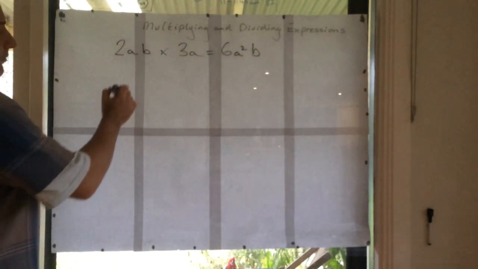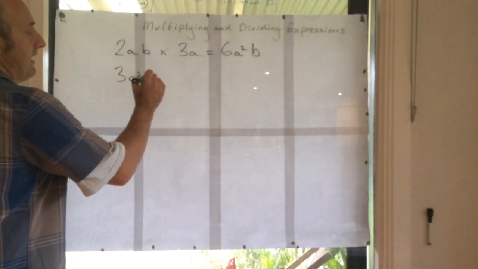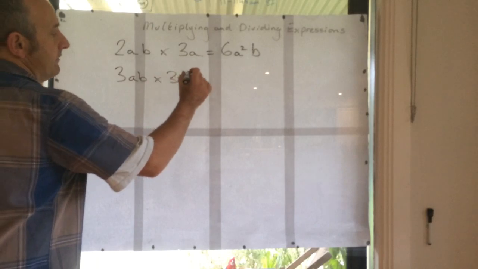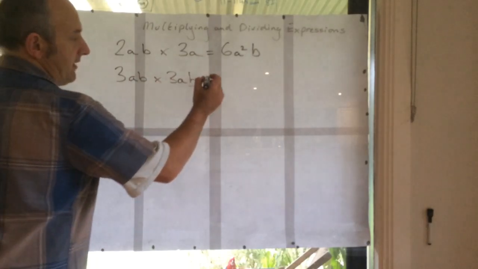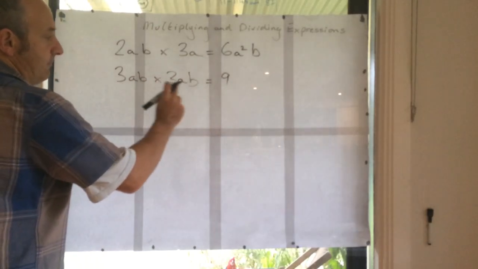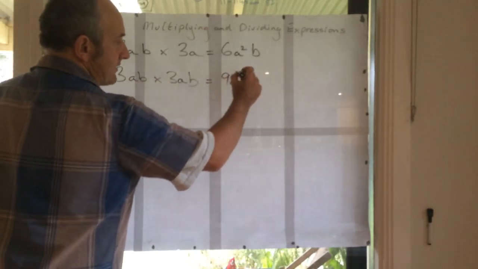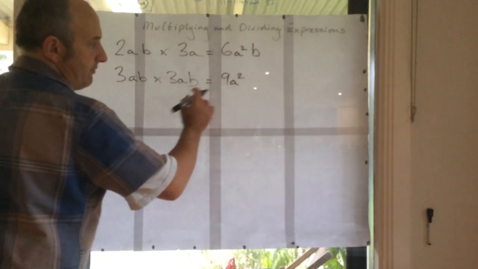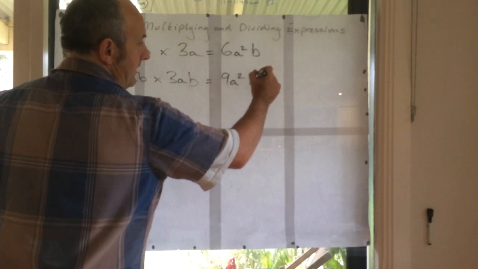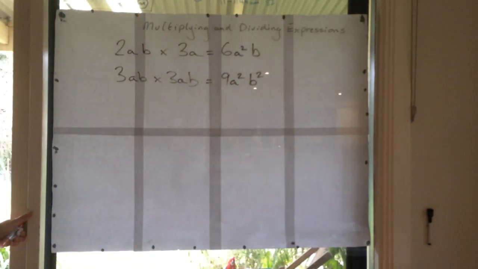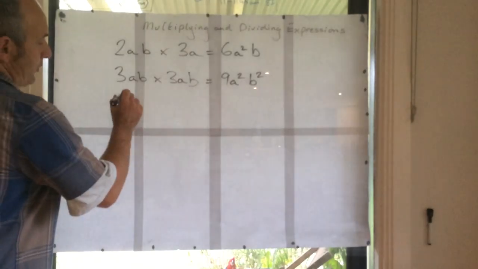What if we take it further? What if we've got this? 3ab times 3ab. 3 multiplied by 3 is 9. a multiplied by a is a squared. b multiplied by b is b squared. Alright, okay. What if one more? What's this?